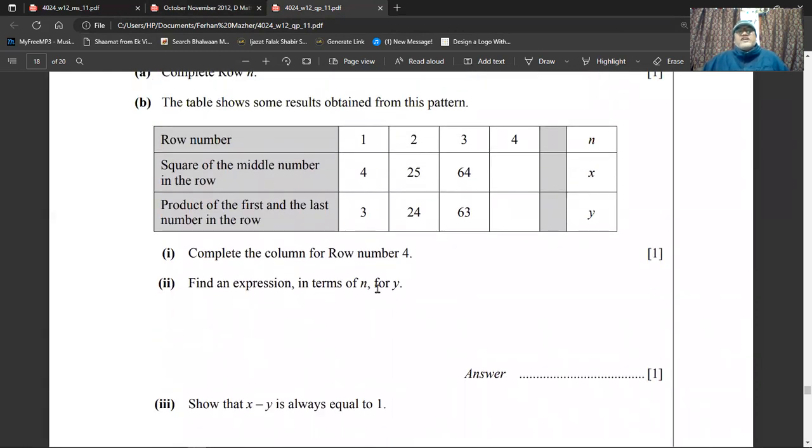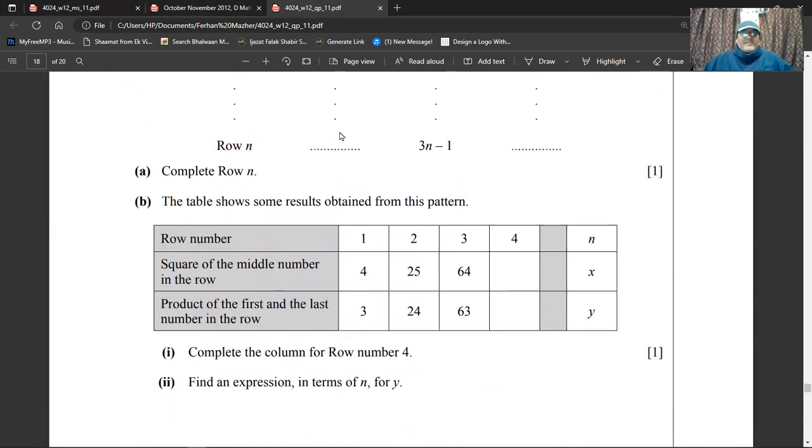Find an expression in terms of n for the y. It's the product of the first and the last number in the row. So multiply the first number and the last number. This first number is 3n minus 2 and the last number is only 3n.